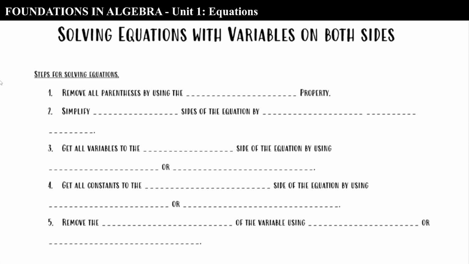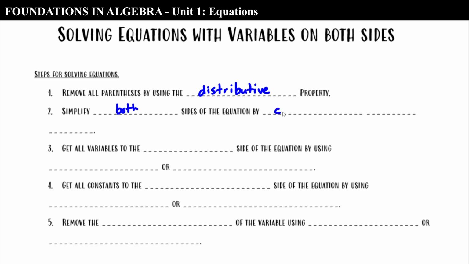Remember, this unit's all about solving equations. So each section we're giving you a new piece to consider when you do solve equations. So let's go over the overall steps for solving equations. And we kind of gave you a couple of those pieces in the last section. So first, you're going to remove all parentheses in your equation by using the distributive property. Okay. Once you use the distributive property, then you're going to simplify both sides of the equation.